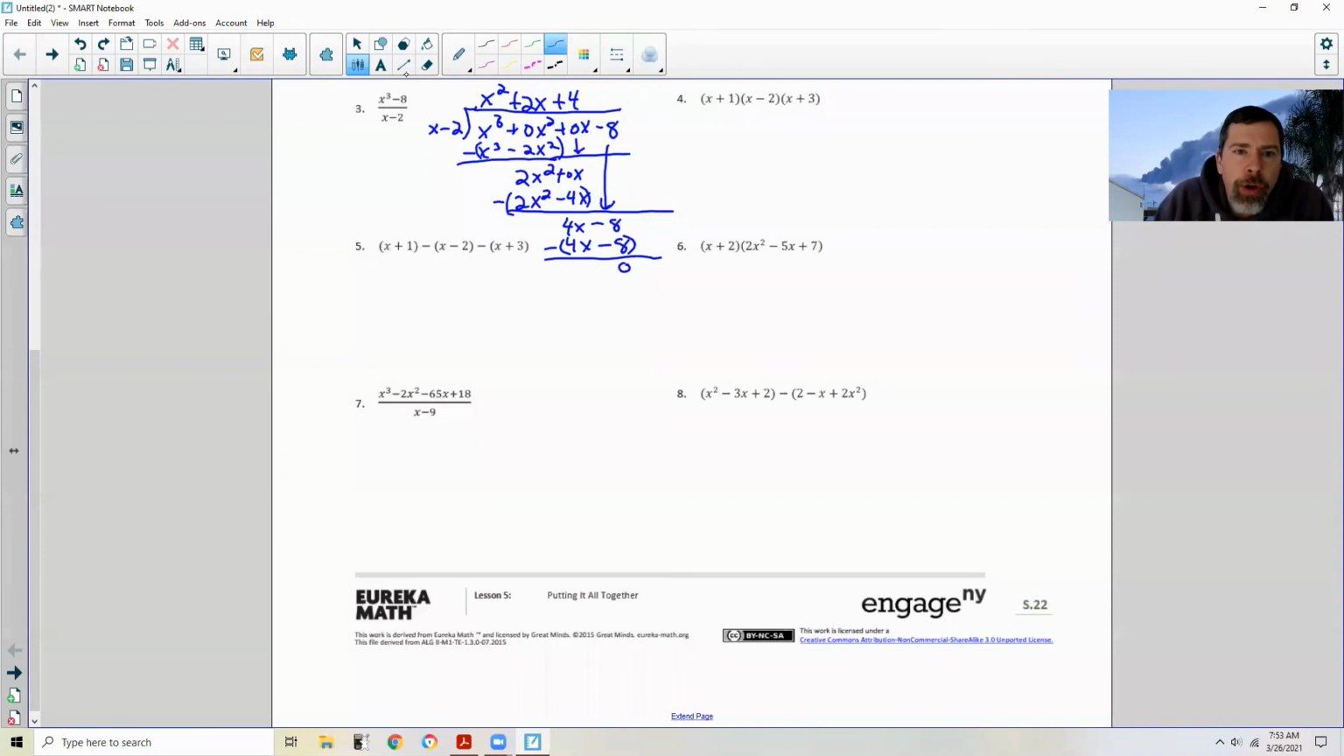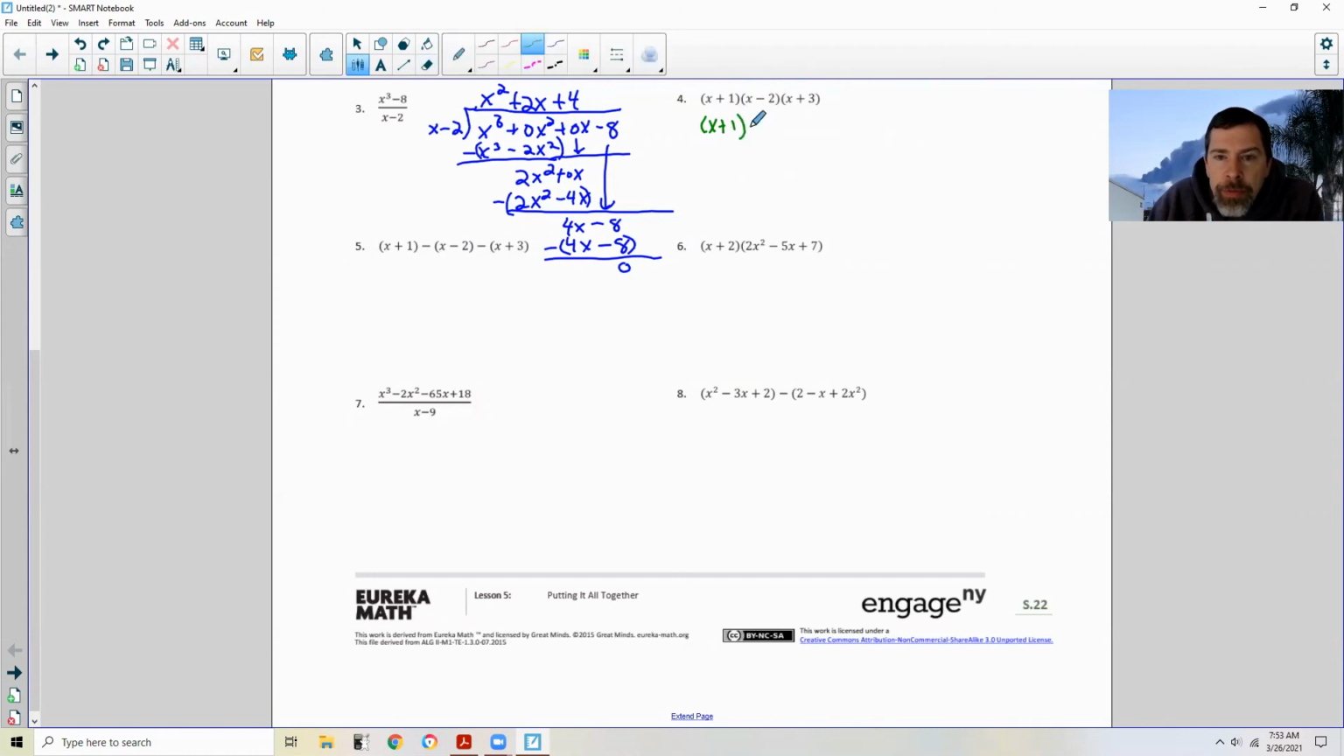Okay, number 4. We have 3 binomials. We're multiplying. Now remember that multiplication is commutative, meaning order doesn't matter. 3 times 2 is 6. 2 times 3 is 6. 2 times 3 is the same as 3 times 2. So it doesn't matter what order we do these in. I prefer to leave the first term alone just so it lines up nice. X plus 1.